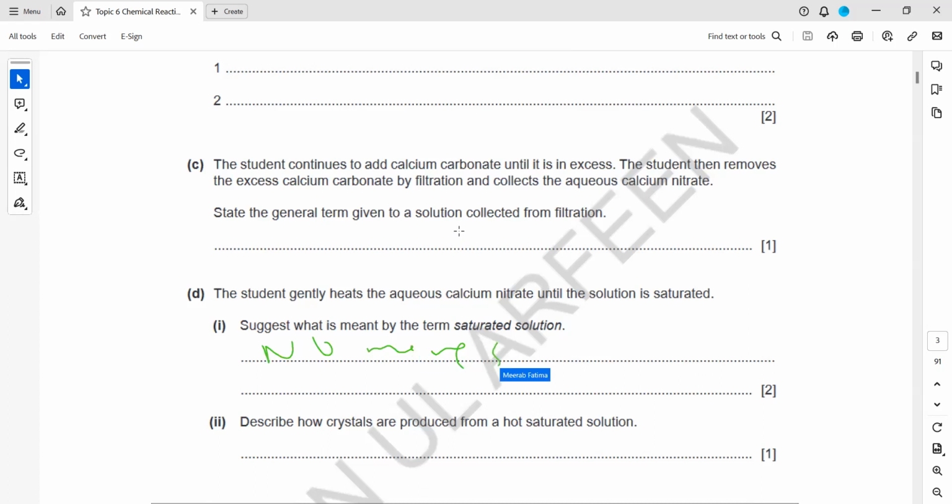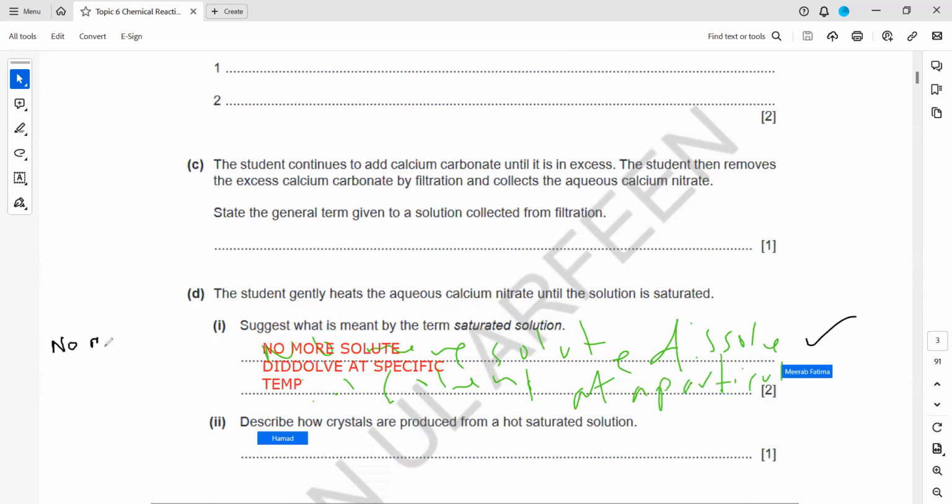Suggest what is meant by the term saturated solution. No more solute can dissolve, that is 1 mark. At a specific temperature, at a particular temperature, that is the 2nd mark. So no more solute can dissolve at a specific temperature.